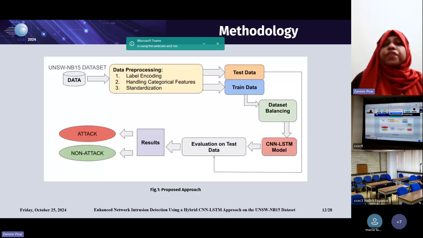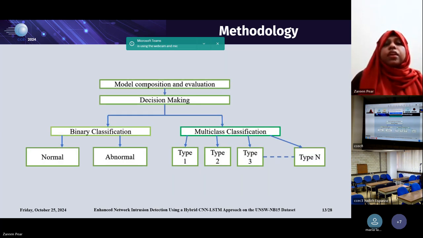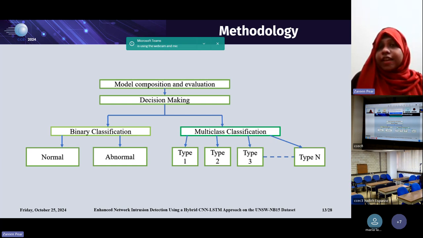And this is the methodology we have used. We chose our data set and pre-processed it, balanced our data set, and then implemented our model. And we evaluated on test data to find out two categories of classification, which is attack and non-attack situation. In binary classification, our model detects two types of situation: one is attack type and one is non-attack type. And in the multi-class situation, as for our data set, we detect 10 types of classes. Among them, one is normal, which means non-attack situation.